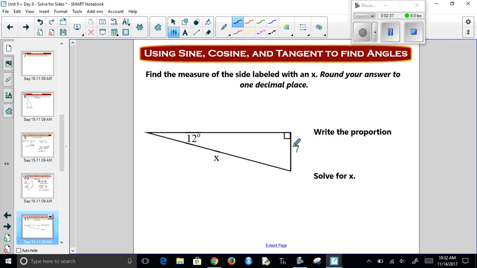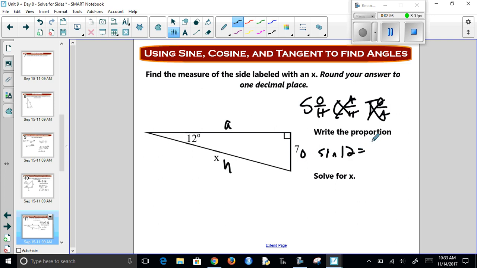All right, let's try one more. So if our angle is 12, first thing we do is label opposite, adjacent, and hypotenuse. I like to write out SOHCAHTOA. Now, we don't have an adjacent, so we can cross off the things that have adjacent. So what's left is sine. So we have the sine of 12 degrees is equal to my opposite, which is 7, over hypotenuse, which is x. Now we have to cross multiply.